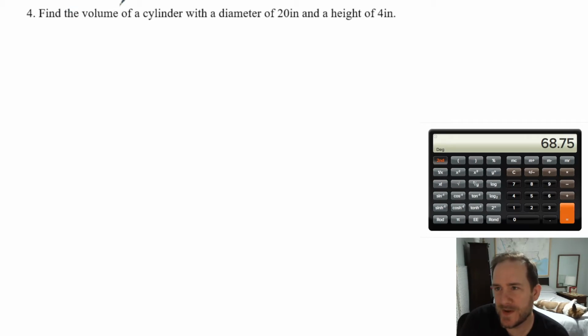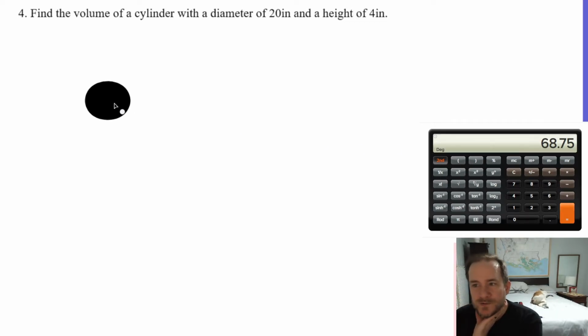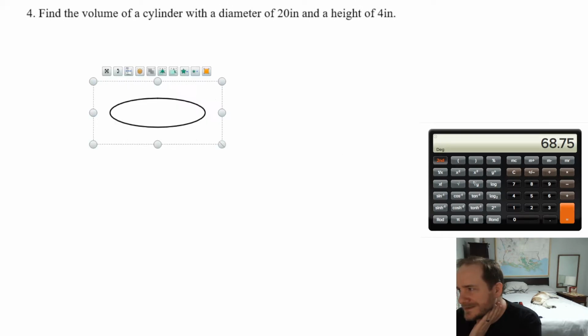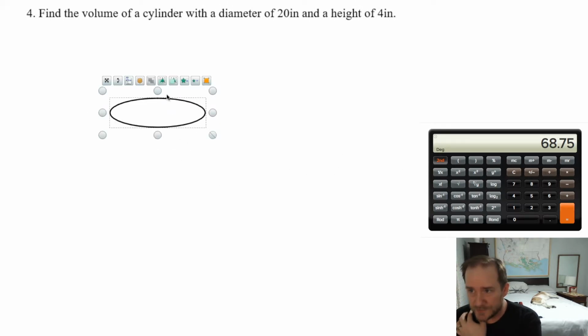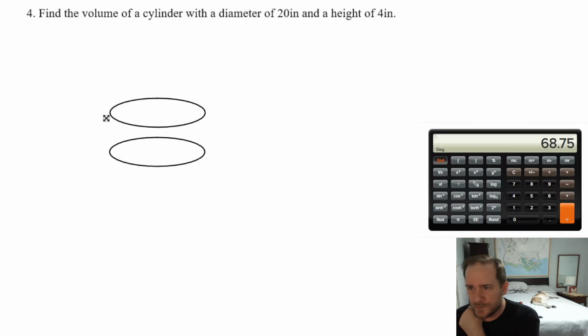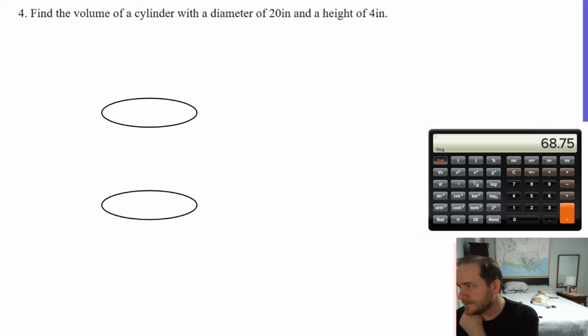So 4 says, find the volume of a cylinder with a diameter of 20 inches and a height of 4. Alright, well first I'm going to draw myself a cylinder. And to do that, I'll start by drawing an oval. I'll draw an oval, I'll duplicate it. And then you just draw another oval that's lower. And then when you connect those corners, you've got yourself a good looking cylinder.